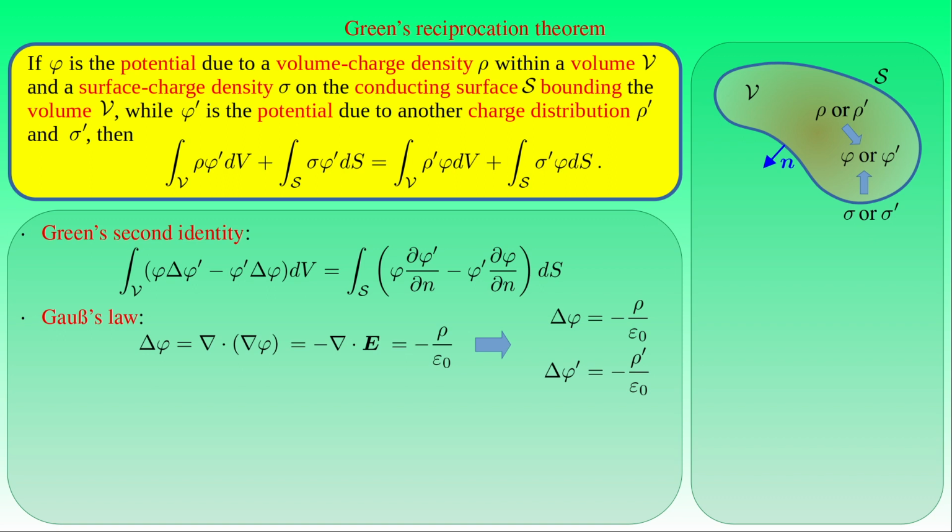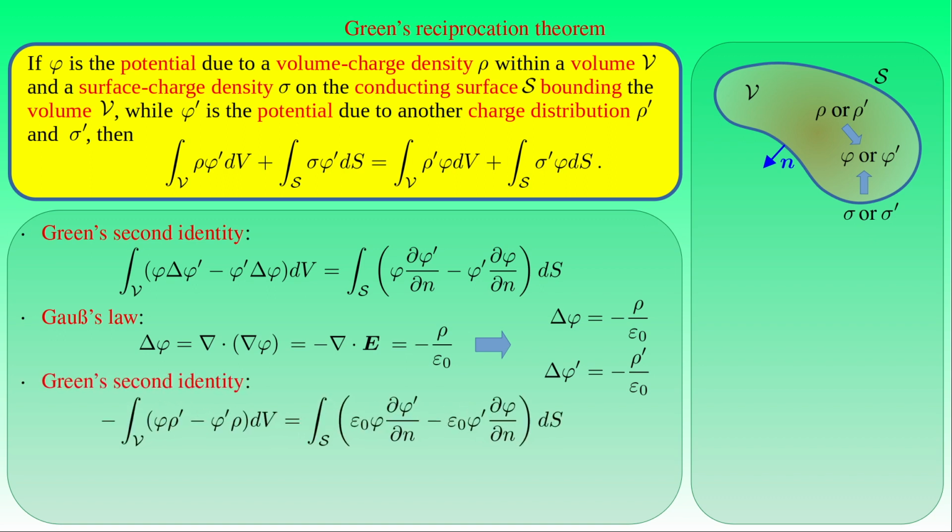If we substitute the two Poisson's equations into the Laplacians in the left-hand side of the identity and multiply the result by epsilon naught, we can write that minus the volume integral of the difference between phi times ρ prime and phi prime times ρ over the volume V, is equal to the surface integral of the difference between epsilon naught times phi times the directional derivative of phi prime, and epsilon naught times phi prime times the directional derivative of phi over the surface S.